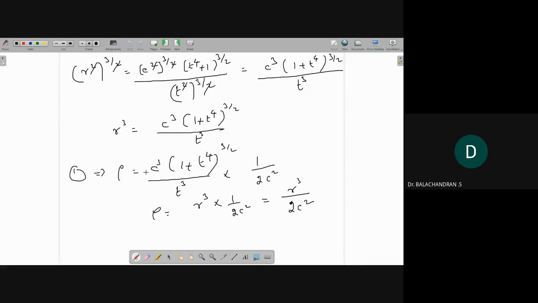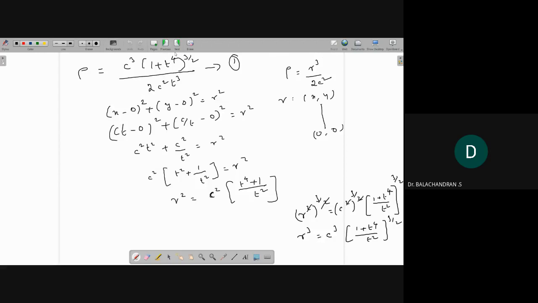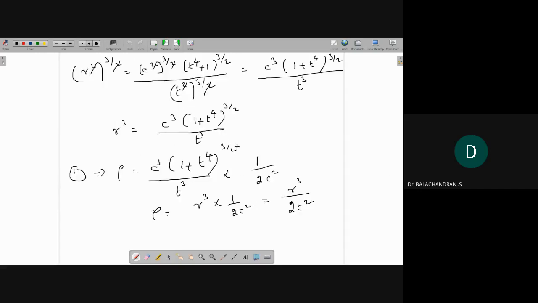But we know that rho is c cube into 1 plus t power 4 into 3 by 2 divided by t cube into 1 by c square. You can check the previous one. This is our rho. So I am writing 1 by 2 c square separately, because we know that c cube into 1 plus t power 4 whole power 3 by 2 by t cube is r cube. Instead of this expression, I will replace it by r cube into 1 by c square. So rho equal to r cube divided by 2 c square. So the second part is also over.